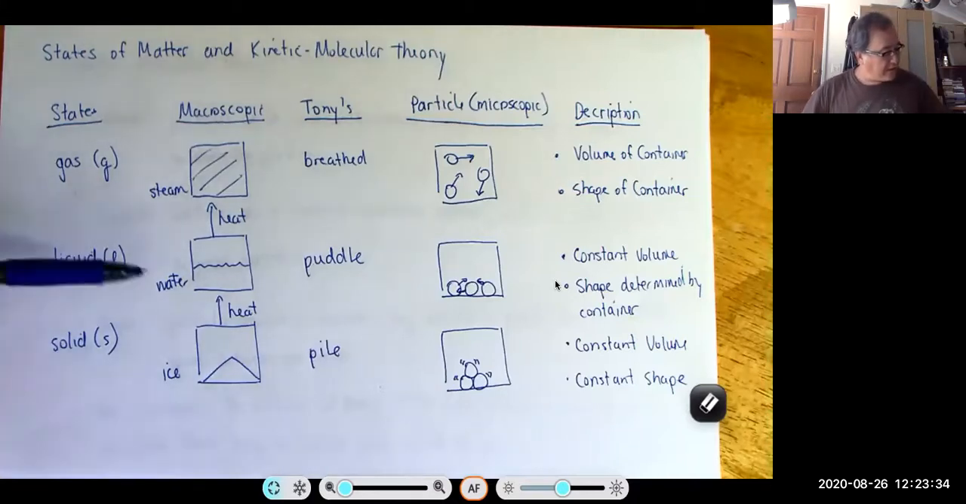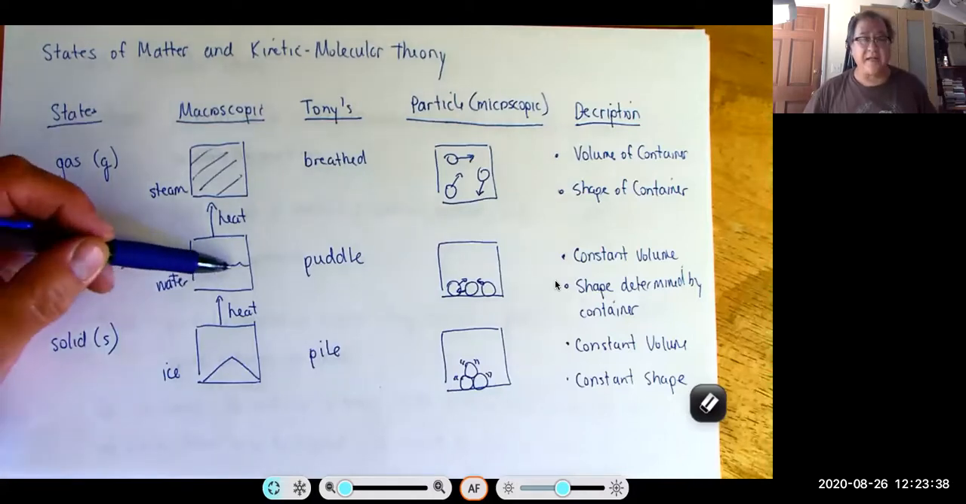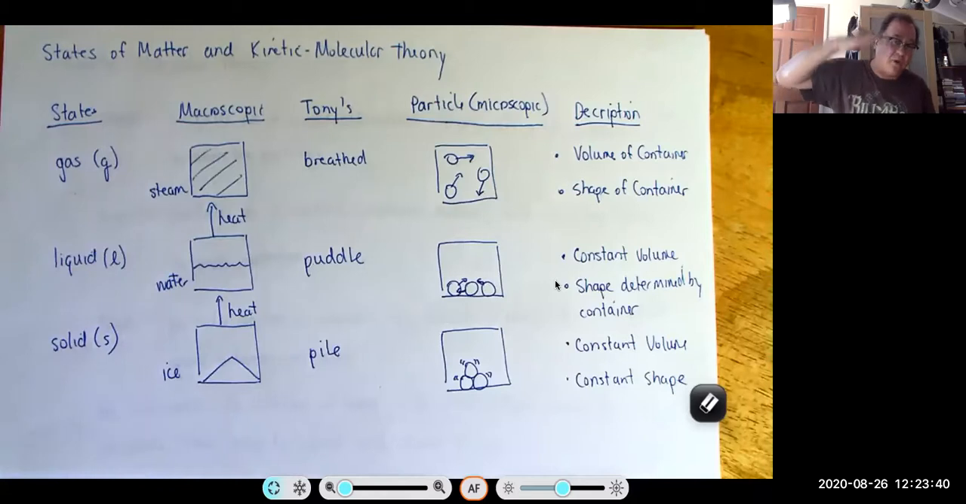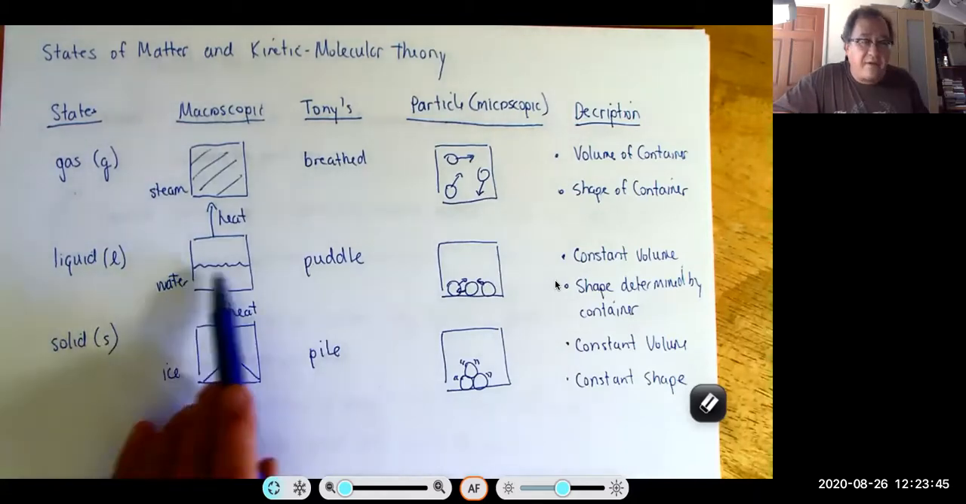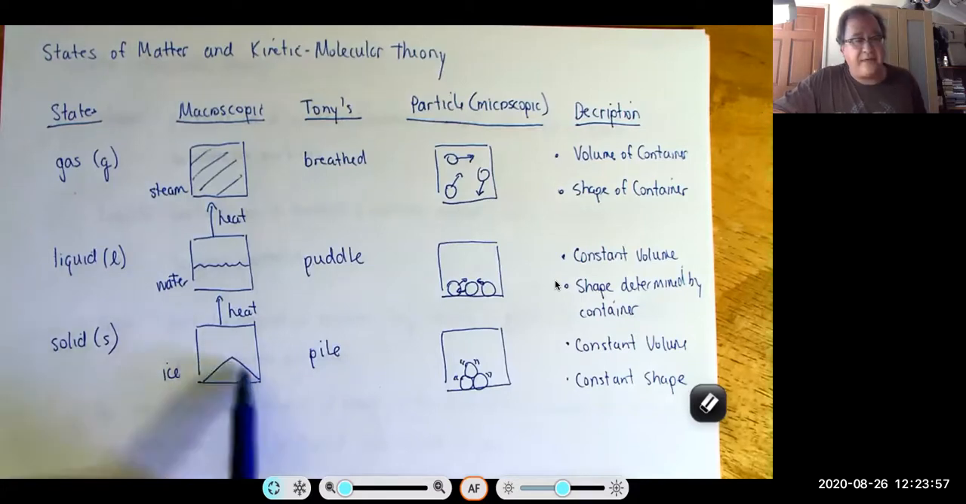All right. Here, liquid, you can see that I've had this little jagged line up here. That's supposed to be like the waves on top of water. You'll notice that the level of the water is not perpendicular, but parallel to the level of the floor. The ice, you can see I made what looks like a mountain here.